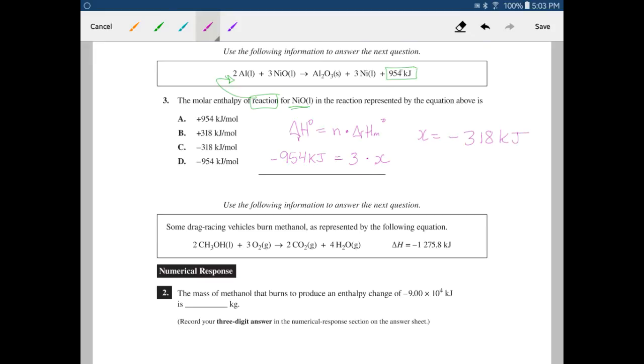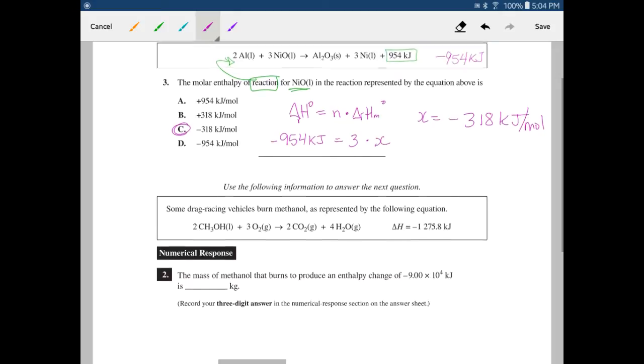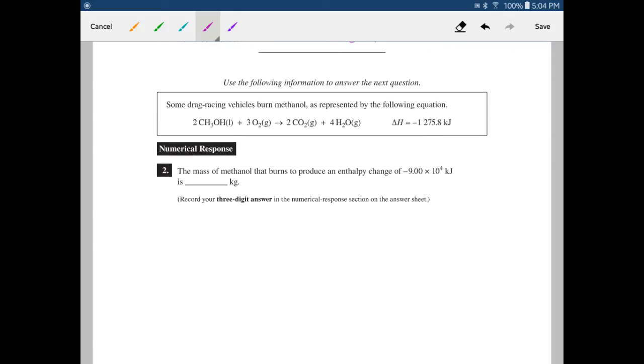Okay, again, because this is on the product side of things, it's a negative 954 kilojoules for this reaction, meaning that it's kilojoules per mole here. So our correct answer for 3 should be C. Simple enthalpy calculation for that one, so don't get too tied up in that question.